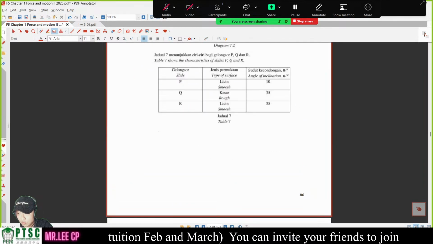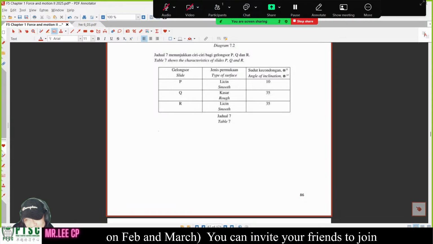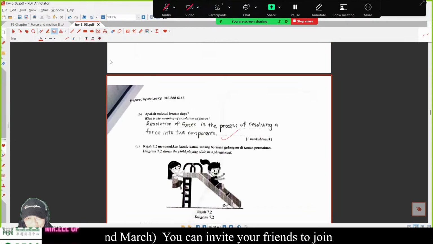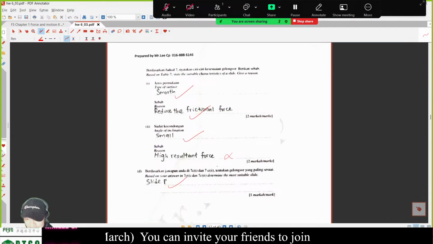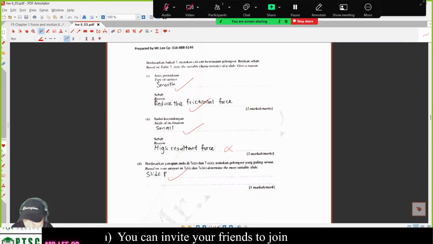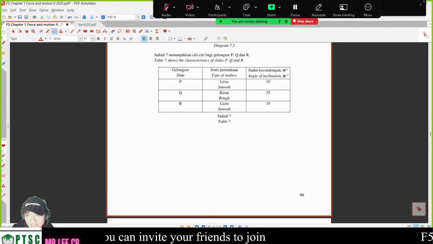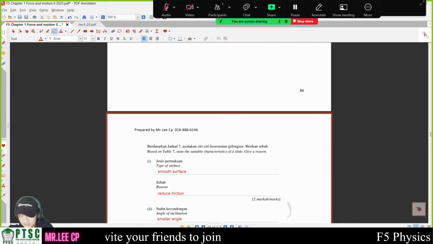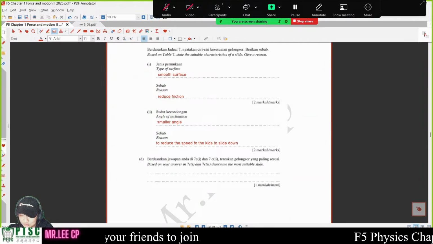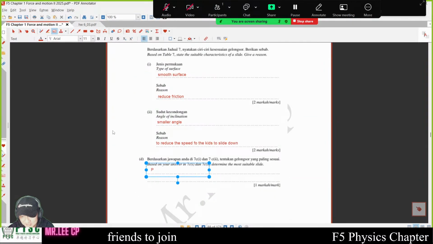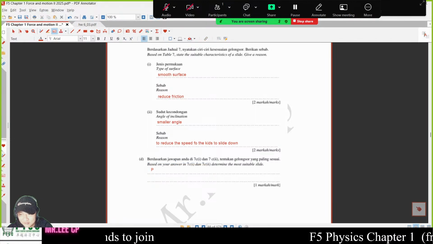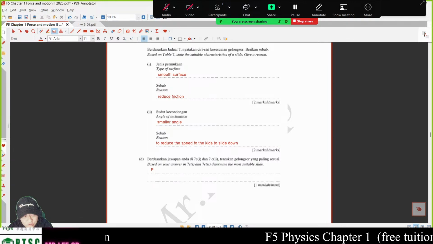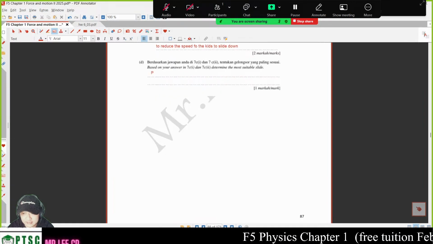So for me, I'll choose the arrow. But I know the answer is P already. You're not mistaken. Answer is P. But I think 35 is quite okay. But I already saw the word small, so I put it as P. The most suitable slide is P, right? Because the angle is small. So this one is one mark only. You don't need to repeat this. Okay.